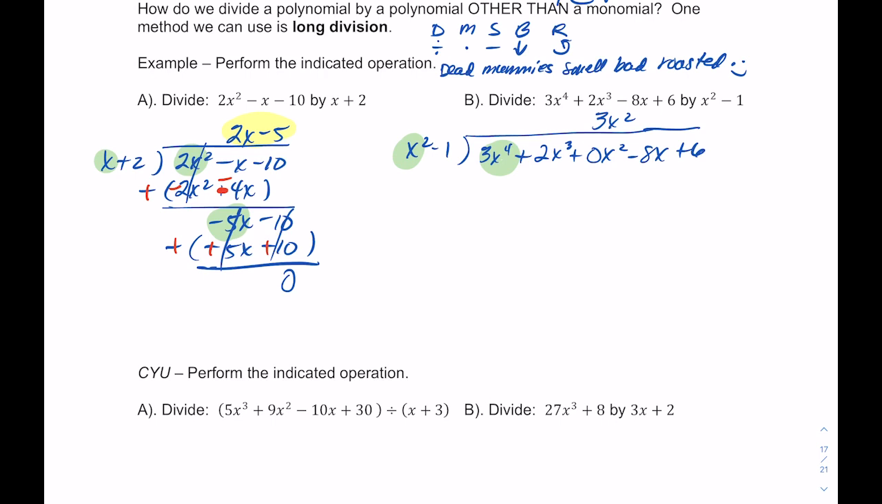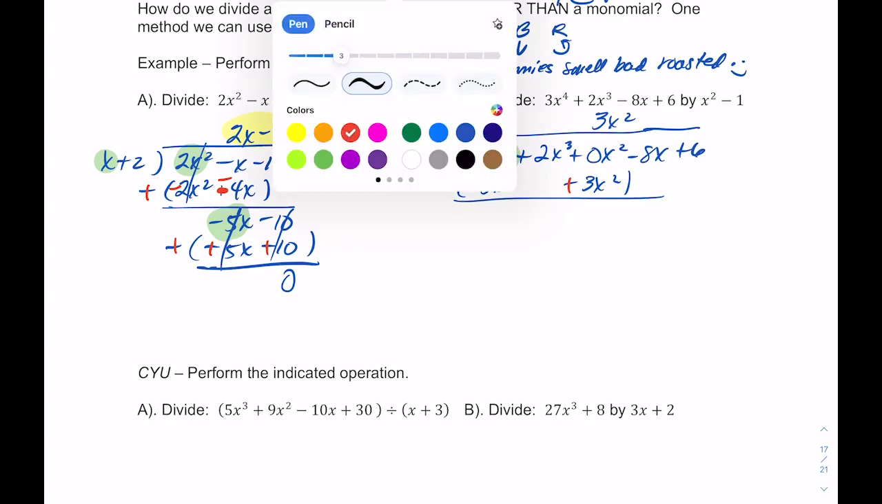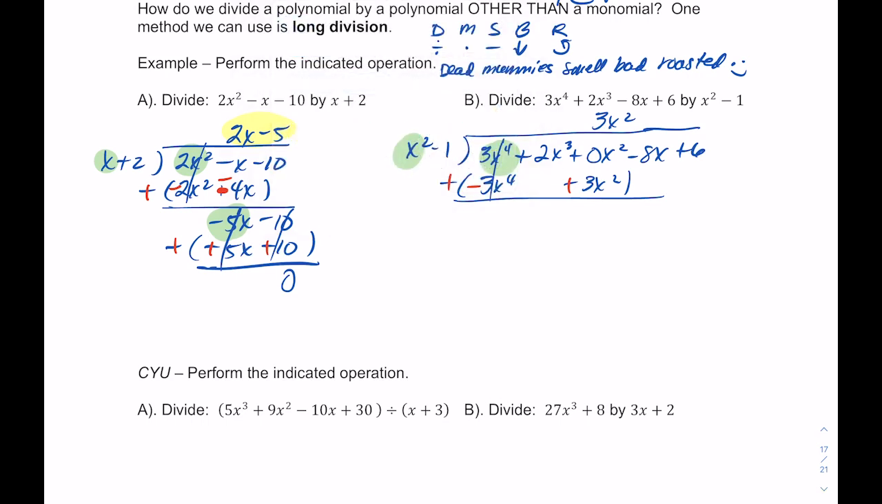Okay, I divided, now I multiplied. 3x squared times x squared minus 1 would give me 3x to the fourth minus 3x squared. And remember, you're subtracting, which is where you need to make the minus a plus and change the signs on the inside. And these terms will cancel. Okay, I am going to bring down my 2x to the third because really there's just a 0 here that you're adding it to. And 0x squared plus 3x squared just gives you 3x squared. And then I'm going to bring down my negative 8x. And then I'm going to repeat.